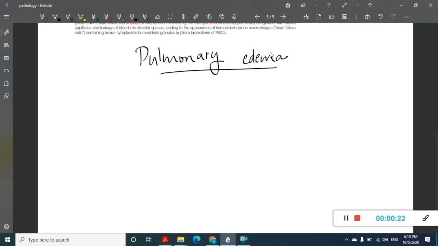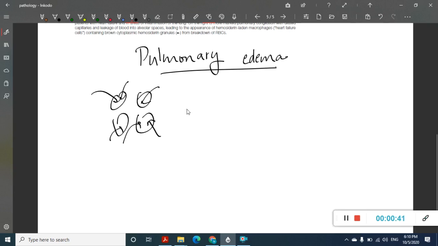That's it. So in a clinical setting, pulmonary edema can be due to anything. What is pulmonary edema? In the alveoli, there is lots of water which has accumulated. Not water actually, it is fluid. It can be transudate. Any fluid which has accumulated in the lungs.